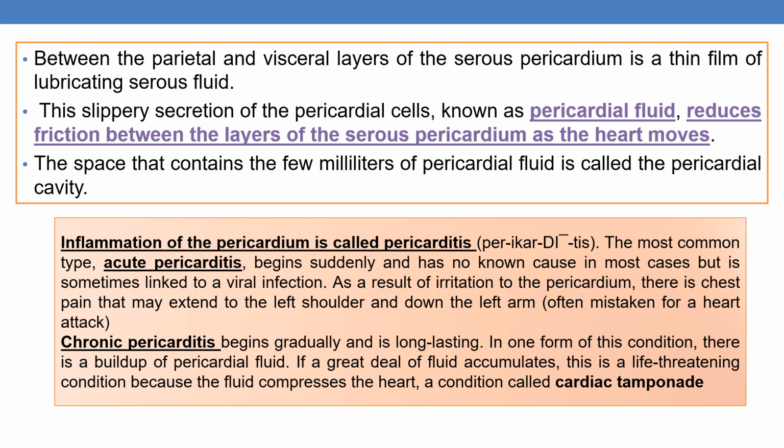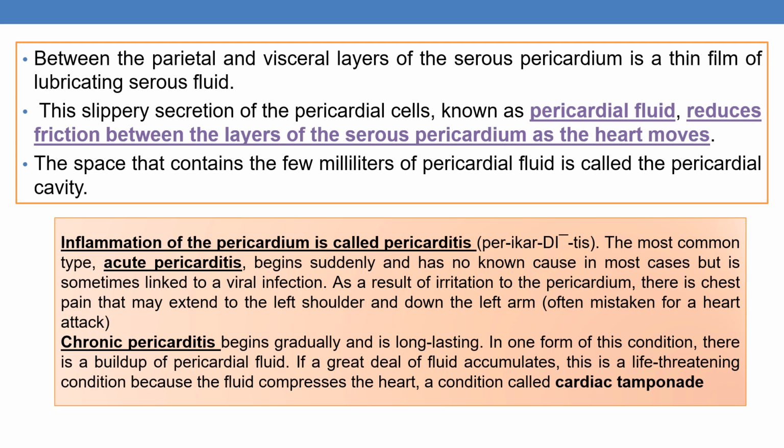The uncommon type is chronic pericarditis. It begins gradually and is long lasting. In chronic pericarditis, in addition to the inflammation, there is a buildup of pericardial fluid. Whenever a great amount of fluid accumulates, this can lead to a life-threatening condition because the fluid that has built up compresses the heart and leads to a condition called cardiac tamponade. So chronic pericarditis can lead to cardiac tamponade.